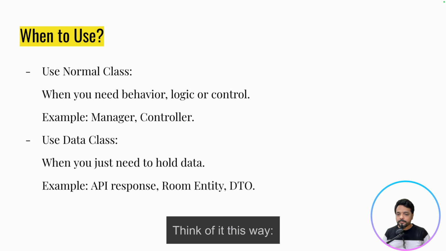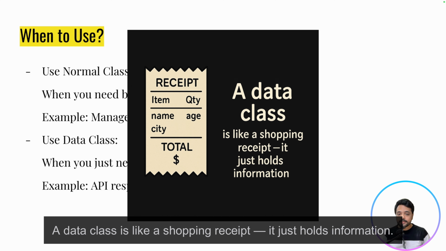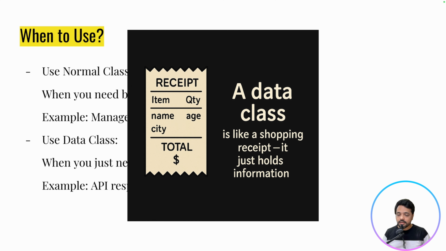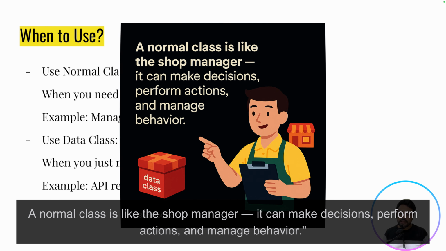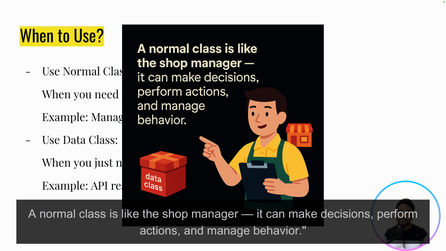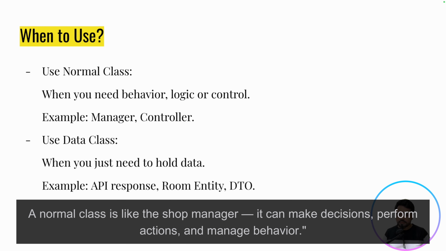Think of it this way. A data class is like a shopping receipt. It just holds information. A normal class is like the shop manager. It can make decisions, perform actions and manage behavior.